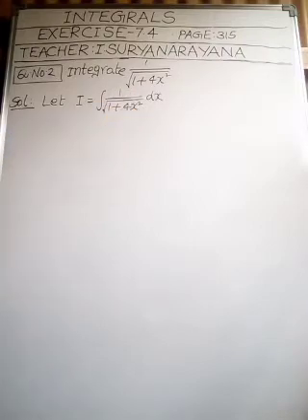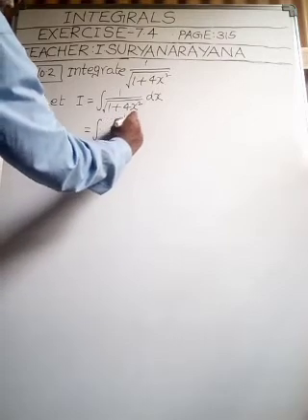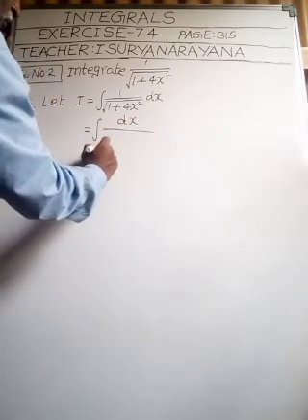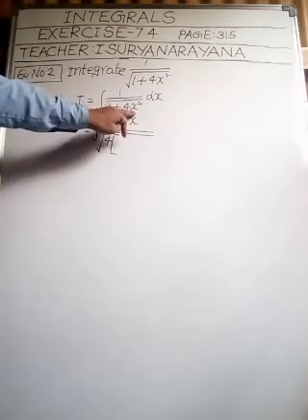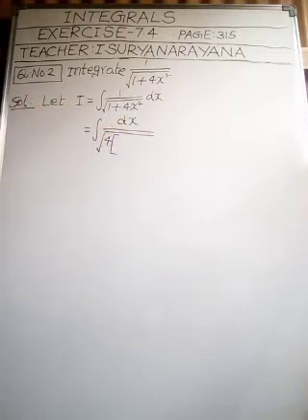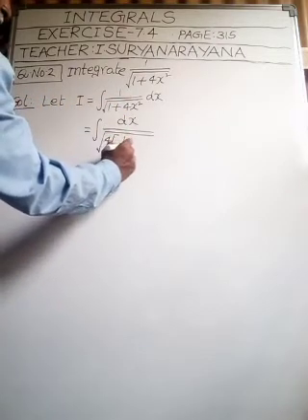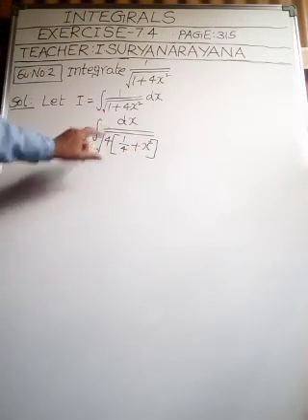What I said, first we have to take out the coefficient of x square. So that is equal to integral dx by, if you take 4, because the coefficient of x square is 4, we have to take it out. Then what will you get? 1 by 4 plus x square. Understood this step, my children?